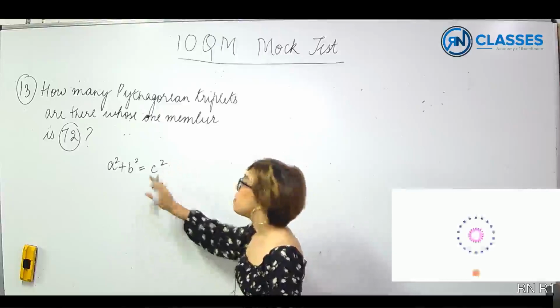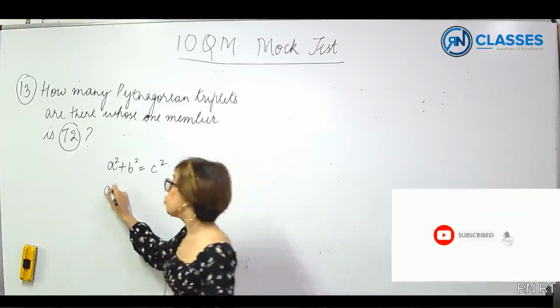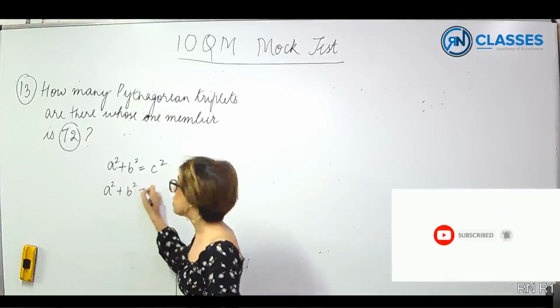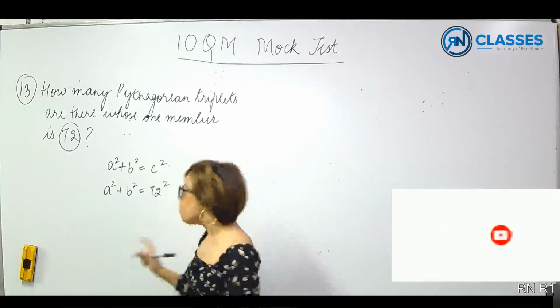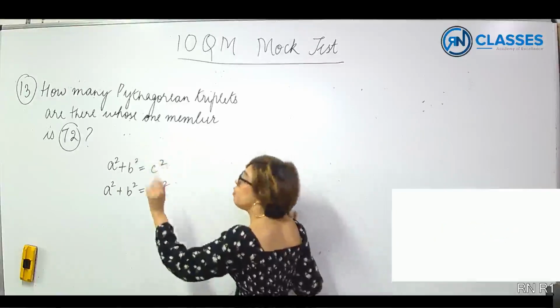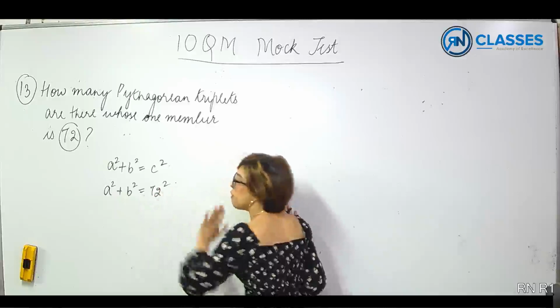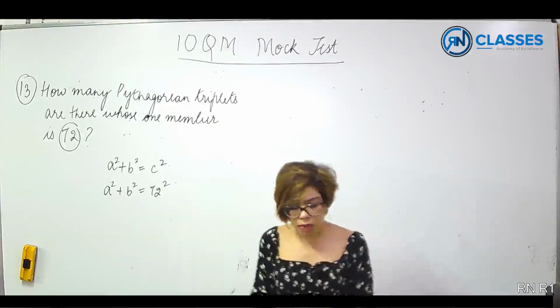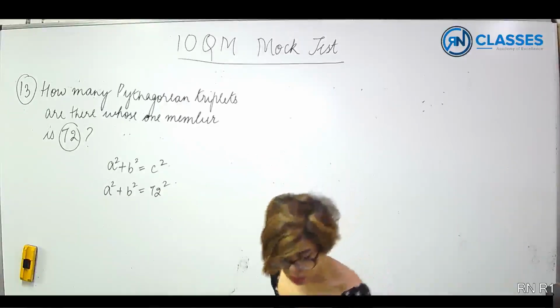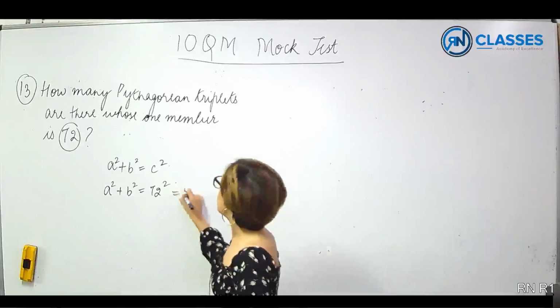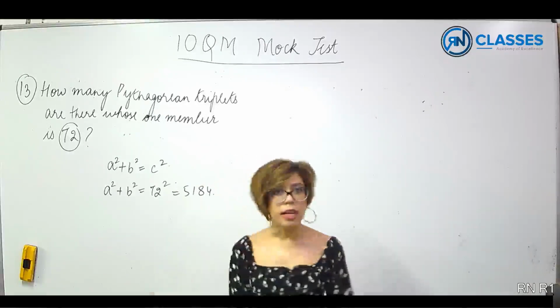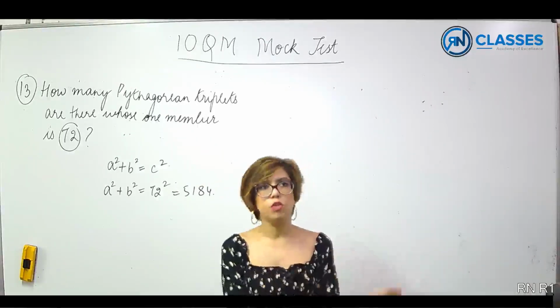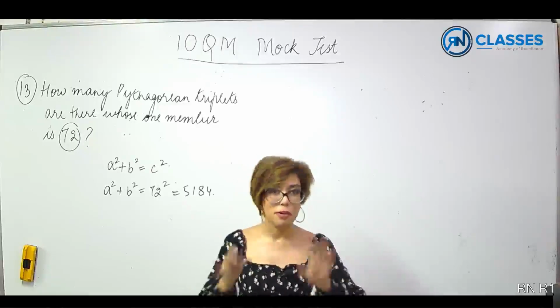So maybe the member is say c. So that means I am looking for a square plus b square that is equal to 72 square. Let me look for sum of two squares equal to 72 square. Right? Now 72 square actually turns out to be 5184. Right? You know all the squares from 1 to 100, you know all the squares.